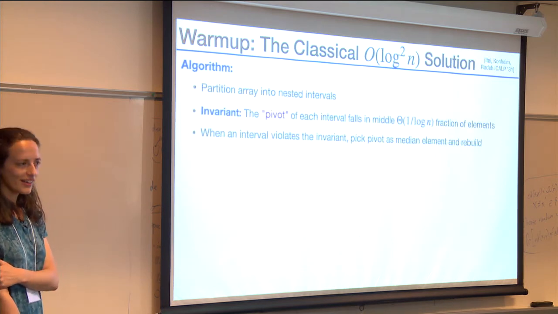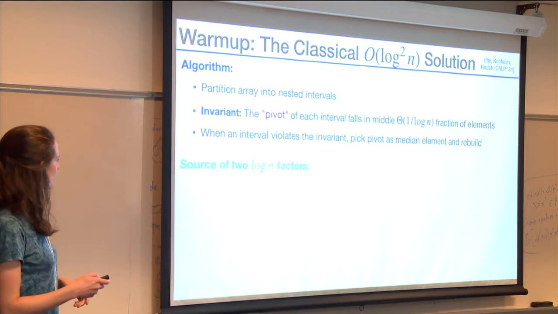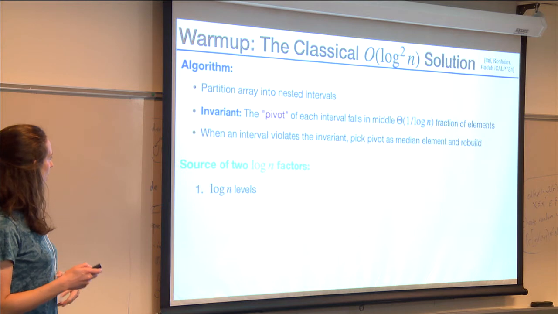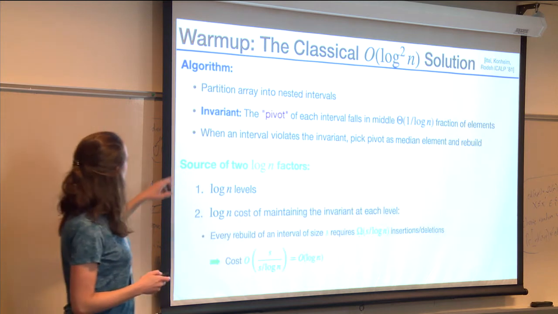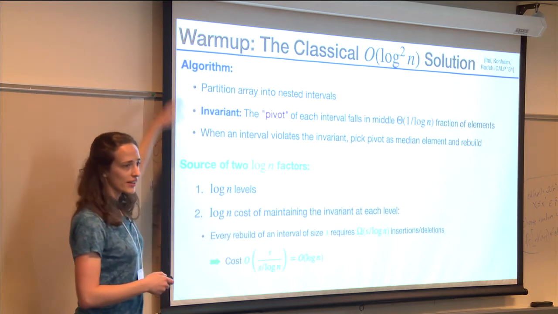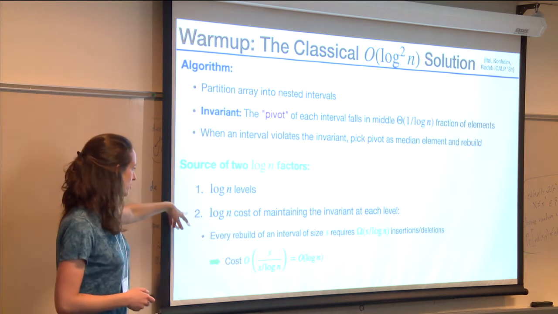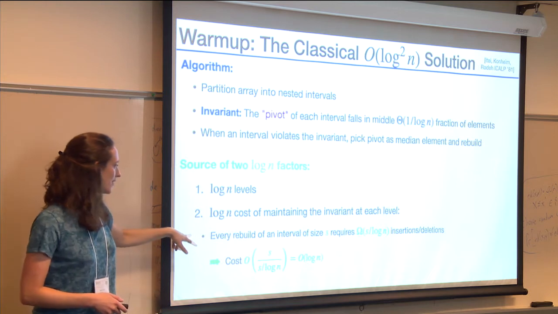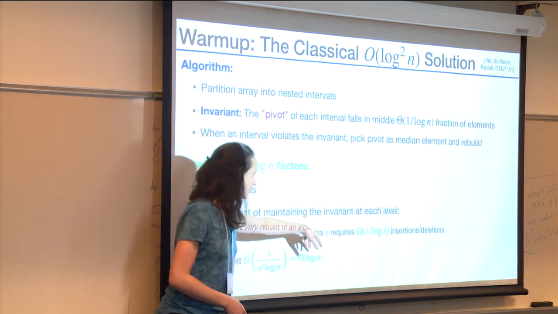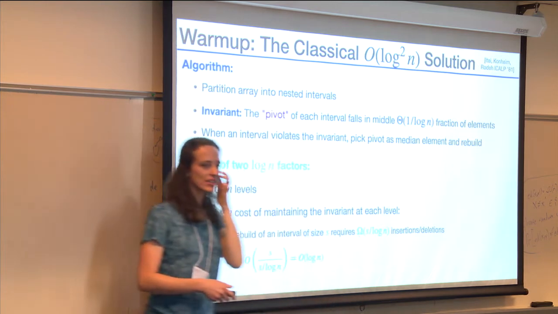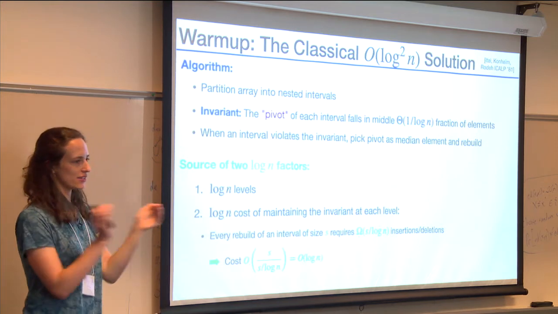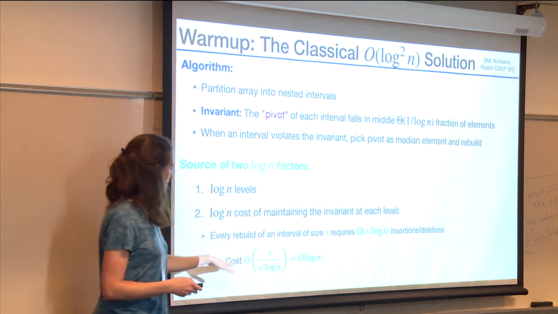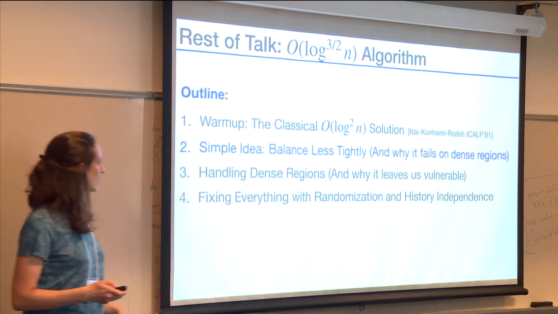insertions. Yes. Okay, let me say the source of the two log factors, to reiterate what you've all said. One source of the log n factor is that there are log n levels. The other source of the log n factor is the cost of maintaining the invariant at each level. Each rebuild of an interval of size s requires s over log n insertions and deletions, because 1 over log n is the fraction that we need to keep the pivot in. And so our cost then becomes log n.